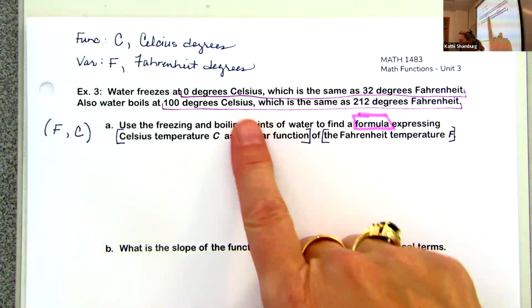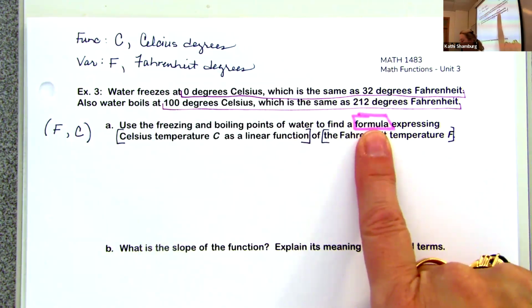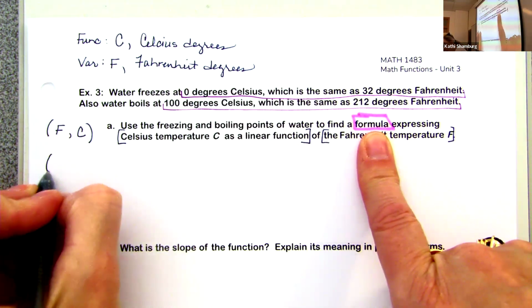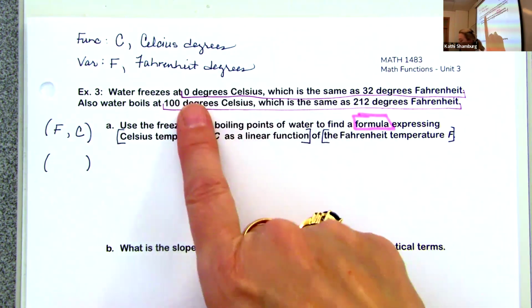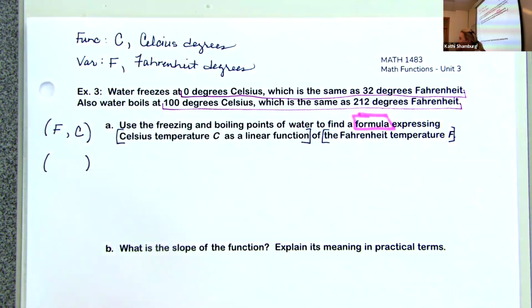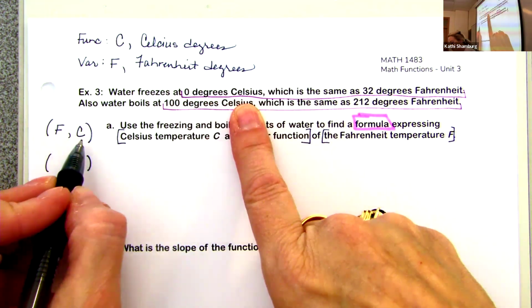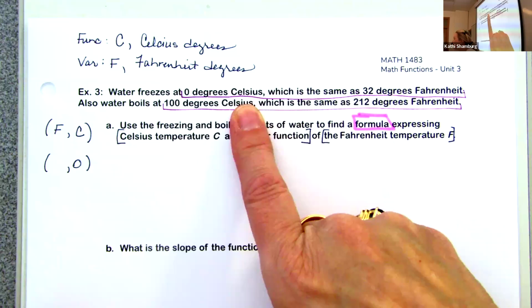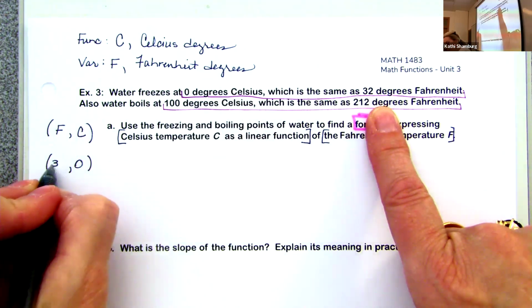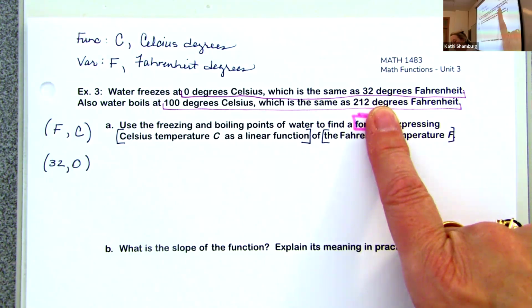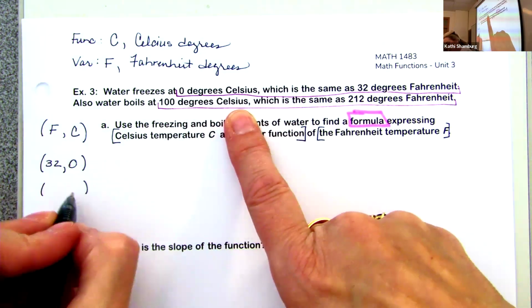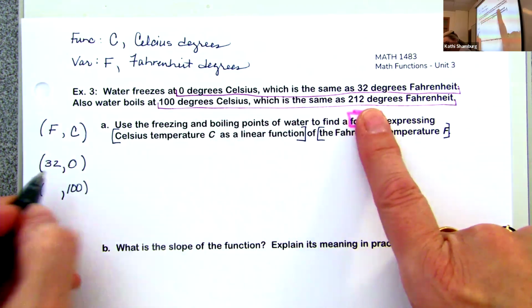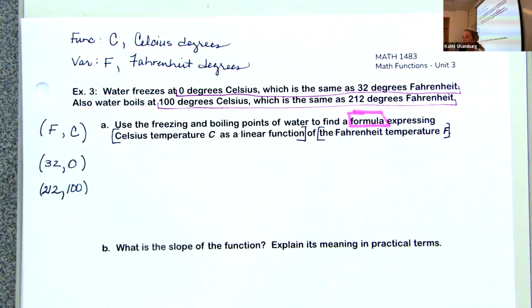Okay, so now I can go back up here and write my ordered pairs. So I know that 0 degrees Celsius goes with 32 degrees Fahrenheit. So is my ordered pair 0, 32? Oh, this is where you have to be careful. 0 degrees Celsius, Celsius is my function. So 0 goes here. And that's probably one of the biggest errors students will make. And then the second one, 100 degrees Celsius. So that goes with Celsius. 212 degrees Fahrenheit. So that's important.